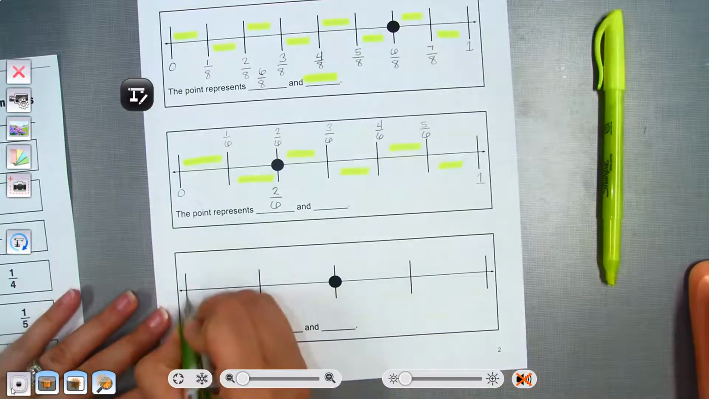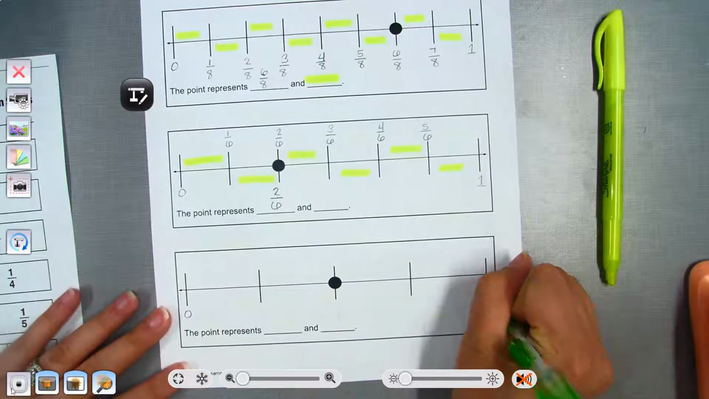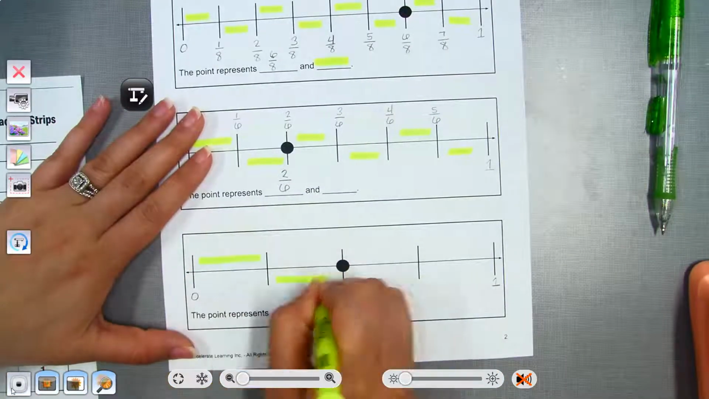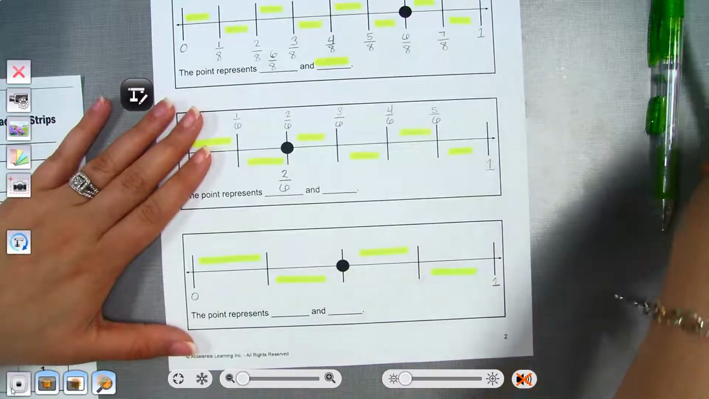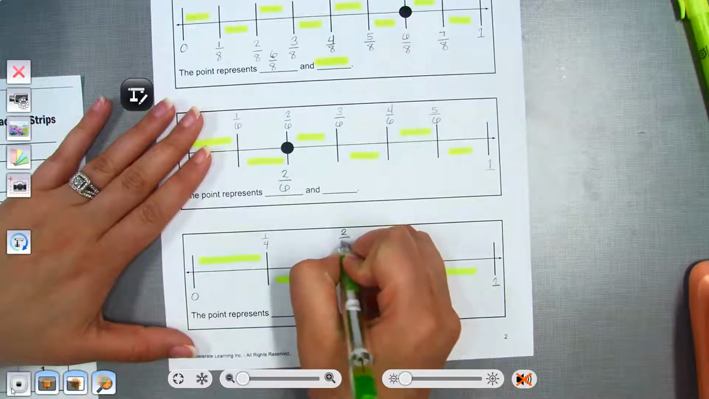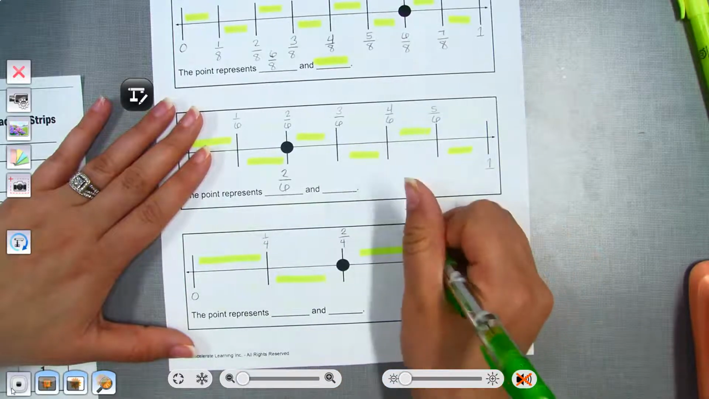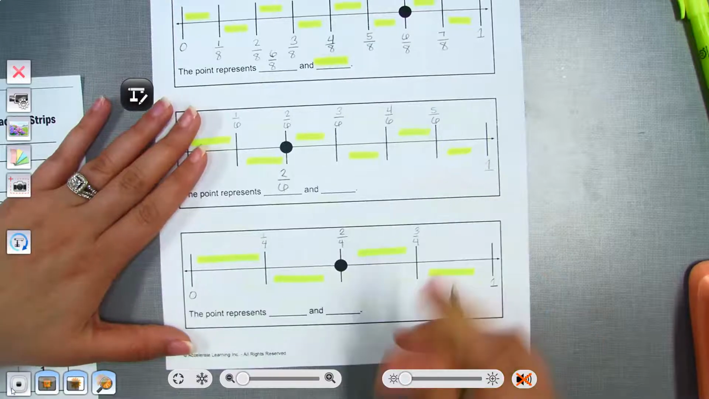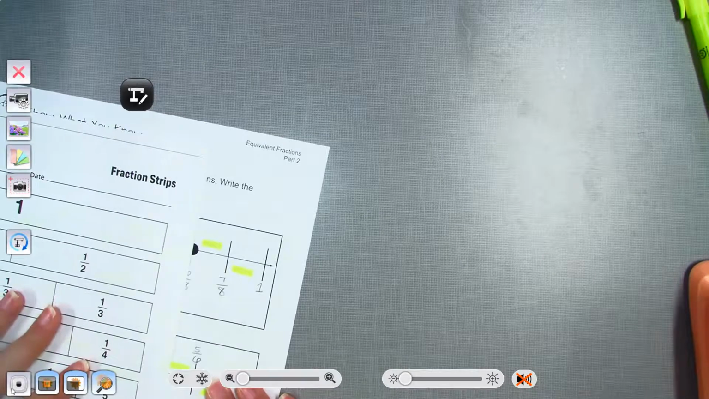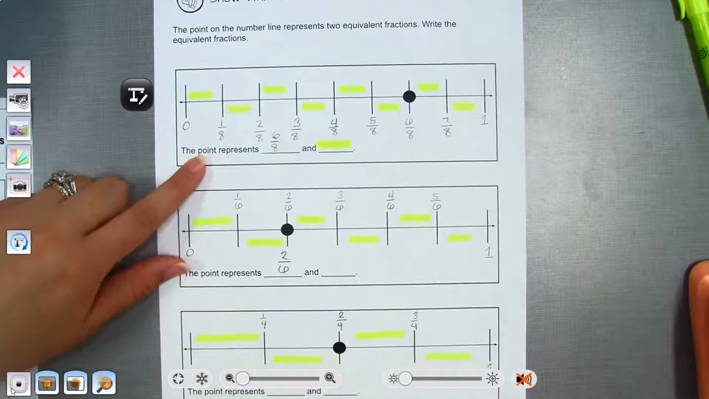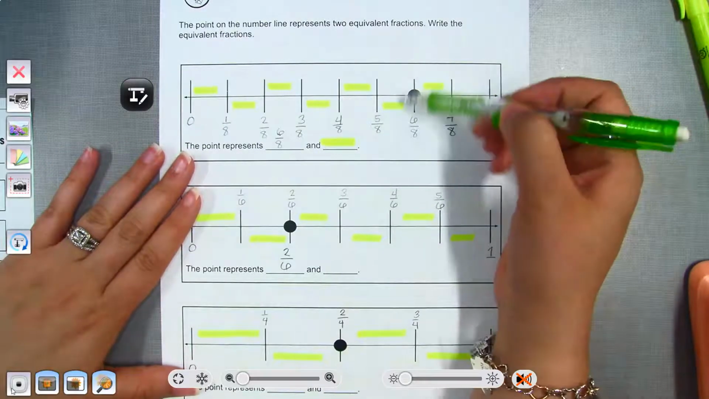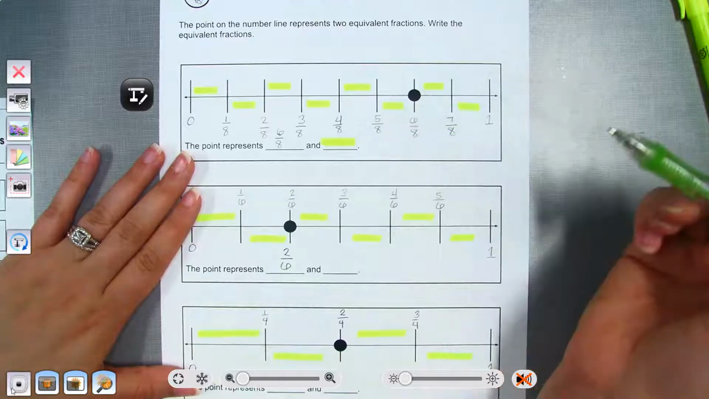And then I have this one down here. So I have 0, 1. I need to figure out what this one is divided into. 1, 2, 3, 4. So I have 1/4, 2/4, and 3/4. Okay, so let's look at this one. So I can use these number lines down here to help me figure out what's equivalent to 6/8.